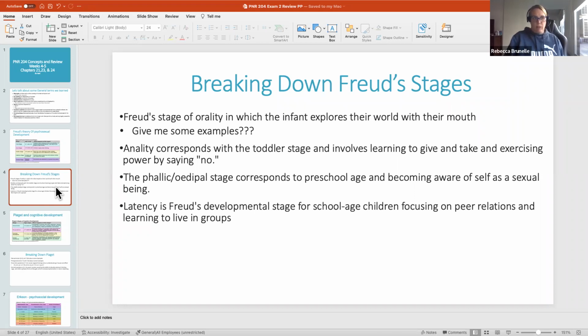The next stage, the phallic stage, is that preschool age child when they're aware of gender and they are very, very attracted to their opposite gendered parent. And then latency stage is Freud's developmental stage when school age children are focused on same-sex peer relationships. And then the last stage, the genital stage, is when they start being sexually attracted.